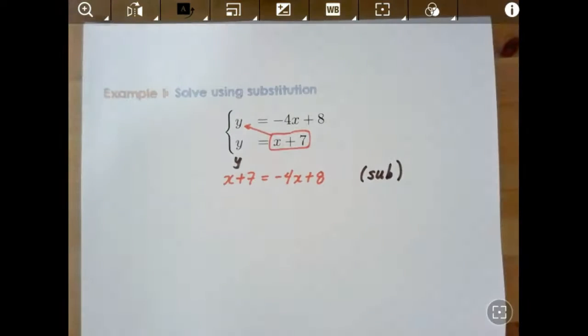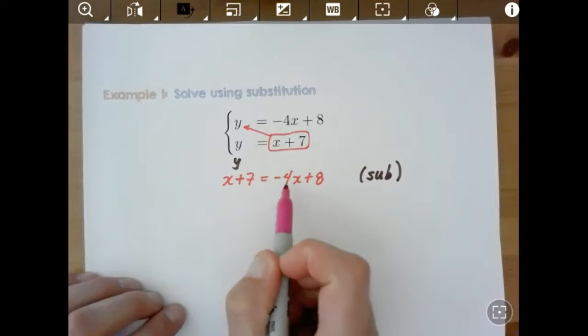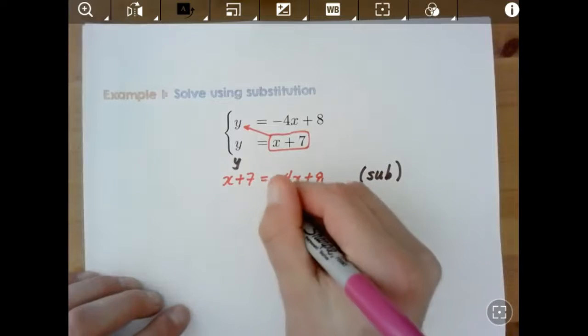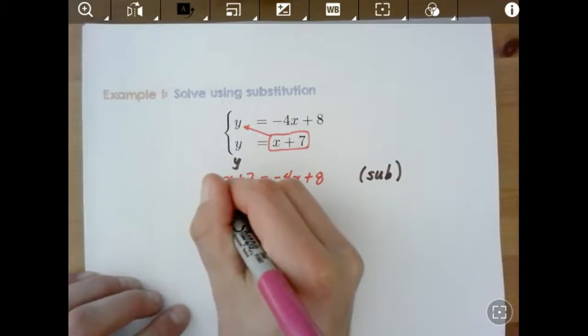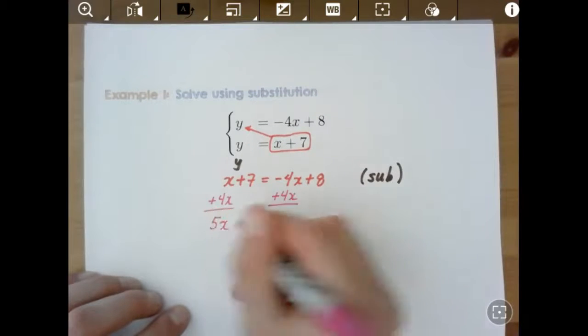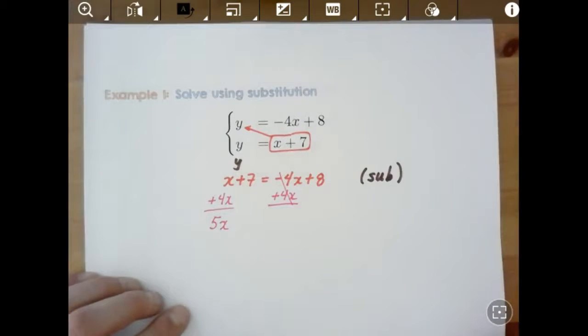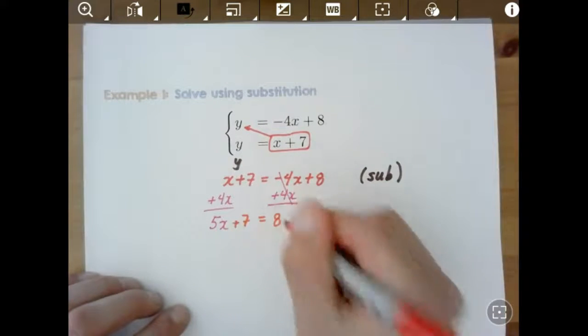Now this is an equation with variables on both sides. The goal here is to get the variable alone and the constant alone on one side. Negative 4 is less than 1, so we're going to add 4x to both sides. x plus 4x is 5x. These go to 0. The plus 7 comes down, we haven't used it yet. The equals comes down, and the 8 comes down.